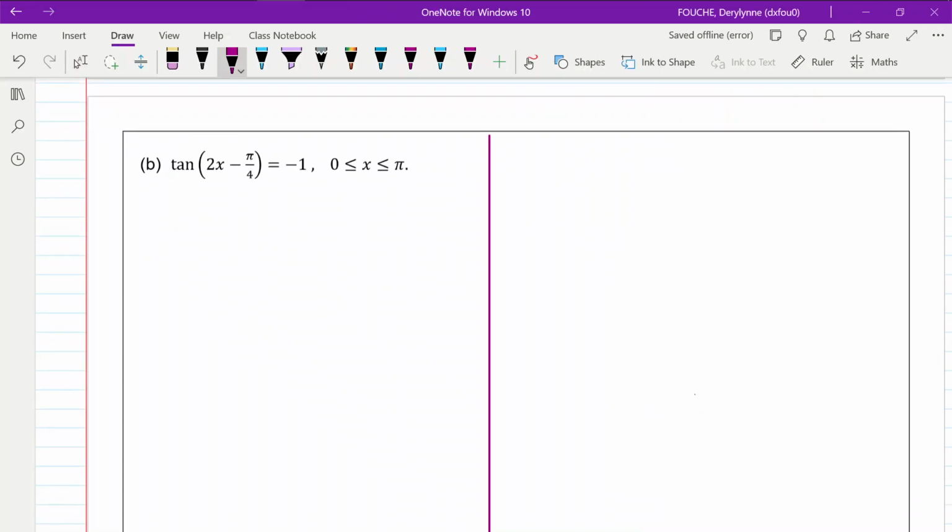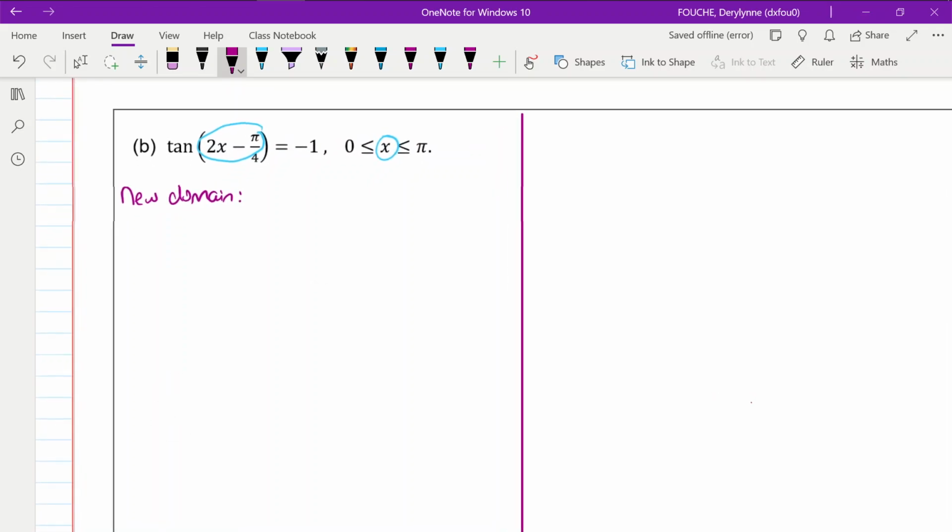Alright, here's another changing domain question. First thing to look at is: is this thing inside the brackets different to that? Yes, it is. Therefore, I need to change my domain. My new domain is going to be using my order of operations.